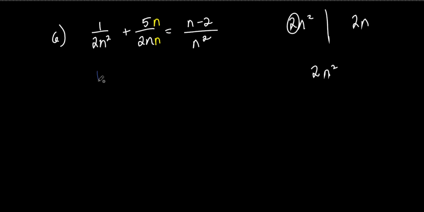So what do we have? Let's write it all out. I'll write down every little possible step for you. We got 5n over, what's this going to be now? 2 times n times n. That's 2n squared. That's right. And that's what we wanted it to be, right? Because we wanted a common denominator.